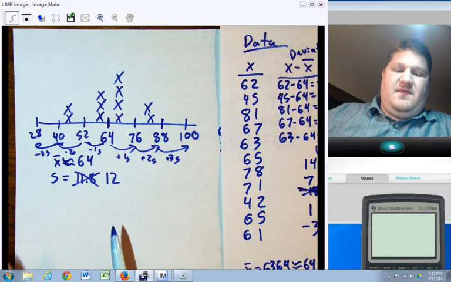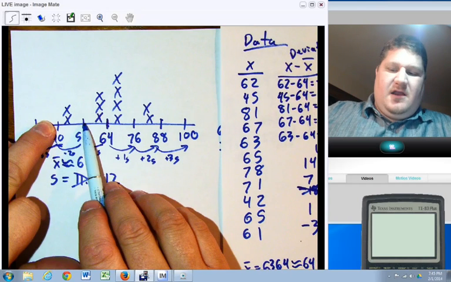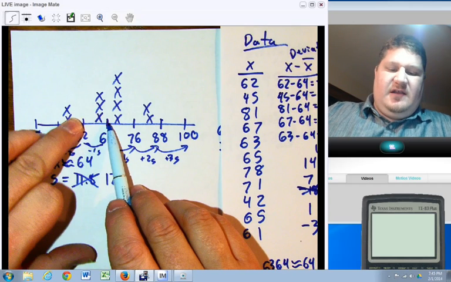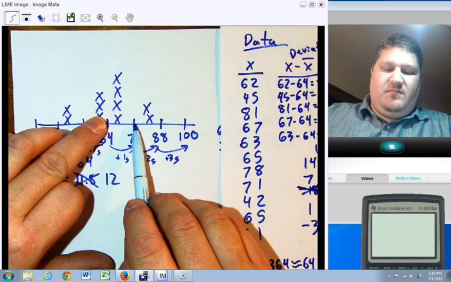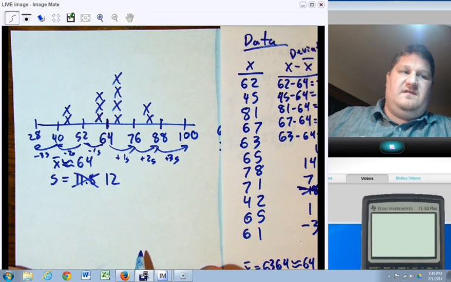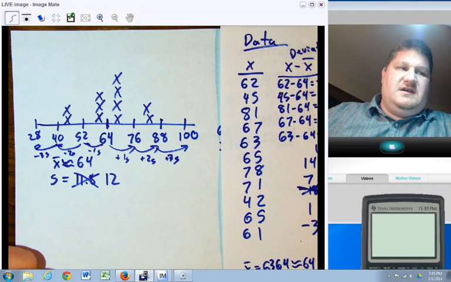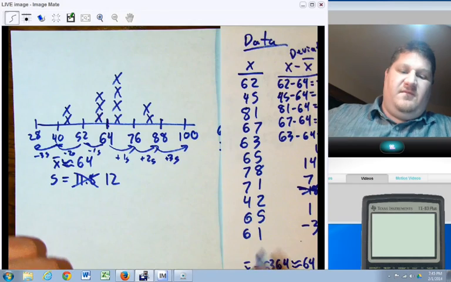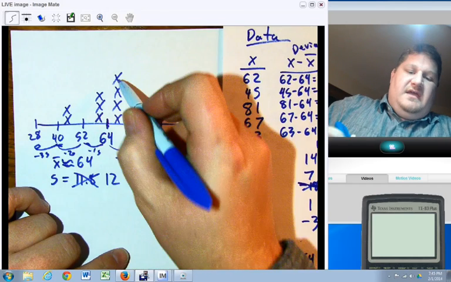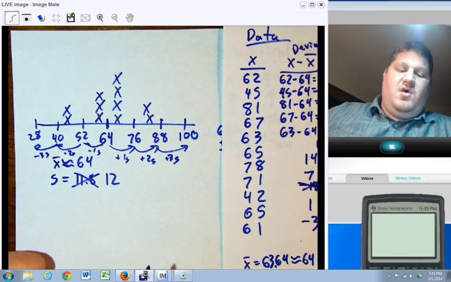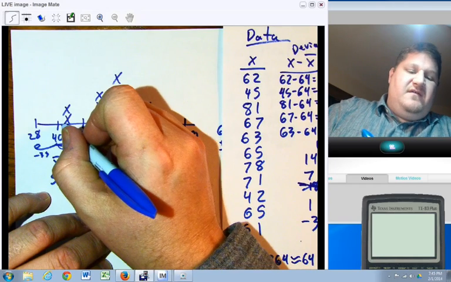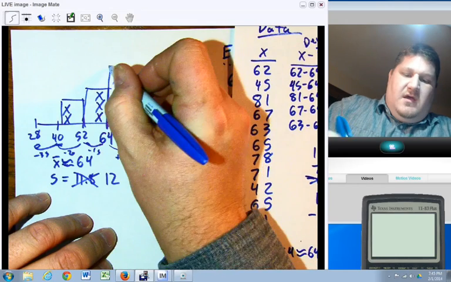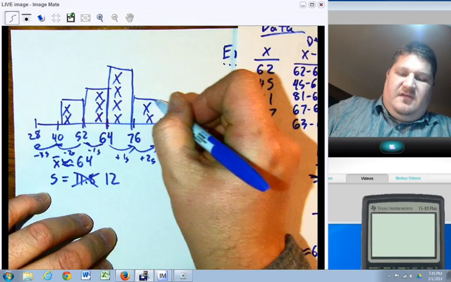What I mean by the box is between here and here, you would put anything between 40 and 52. Between here and here, anything between 52 and 64. Between here and here, anything 64 to 76. You'll notice, if you remember, our mode was 65, and it would fall in this highest bar. What we're in essence doing is making a bit of a histogram that corresponds to how many pieces of data are in each group.